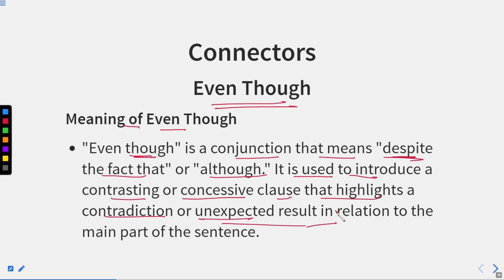Now, if something happens, we can expect something else to happen. But sometimes, surprisingly or unexpectedly, something else happens. And here, with the help of words like even though, although, despite, we show the contradiction between the two statements or something unexpected which has happened, whatever the matter it was. Okay, it was irrelevant to the situation in relation to the main part of the sentence.